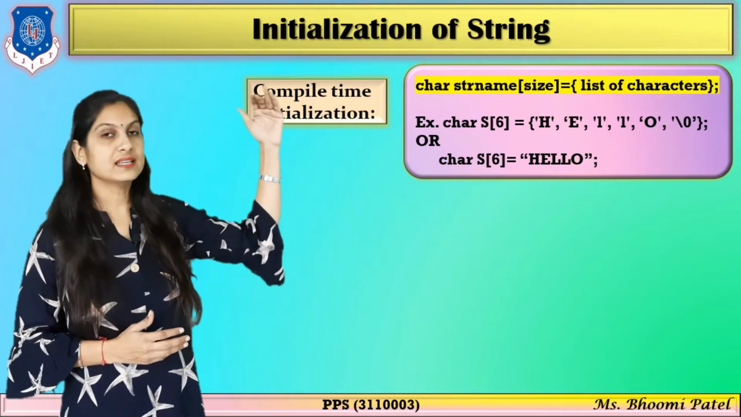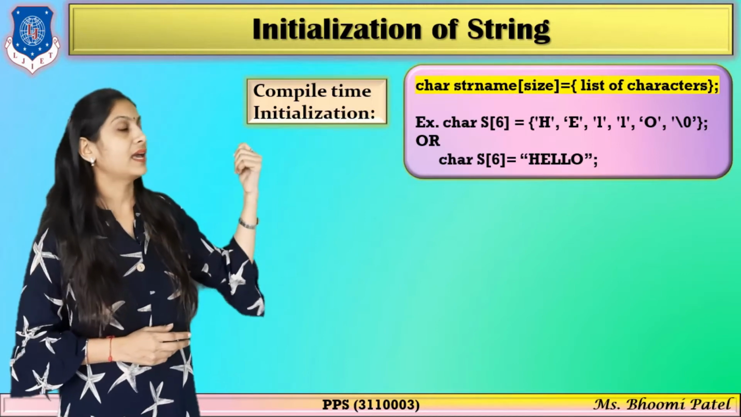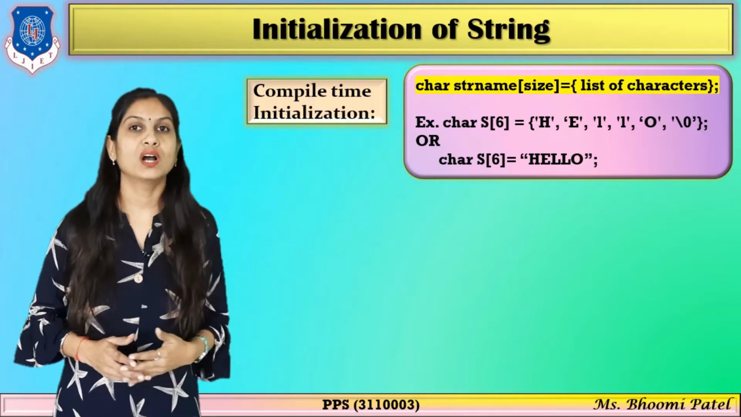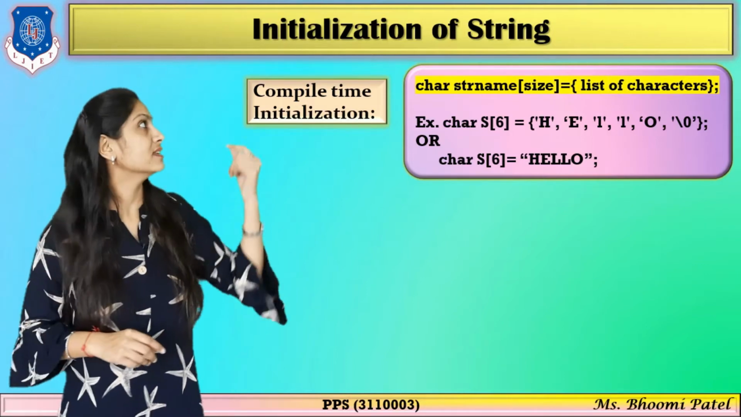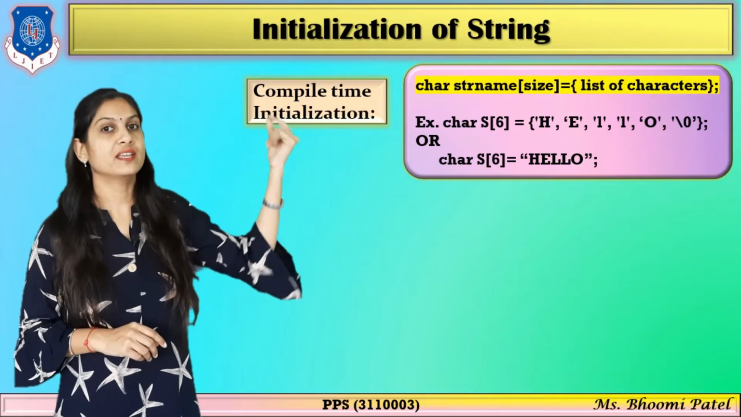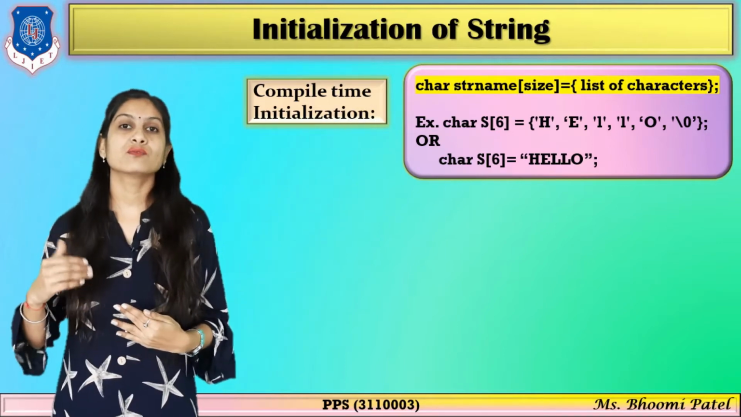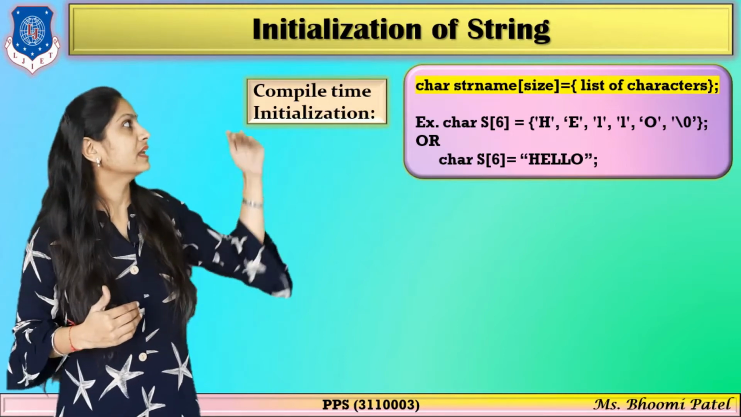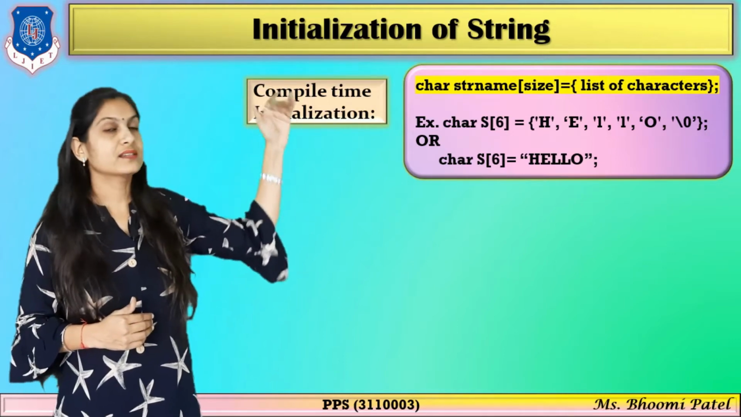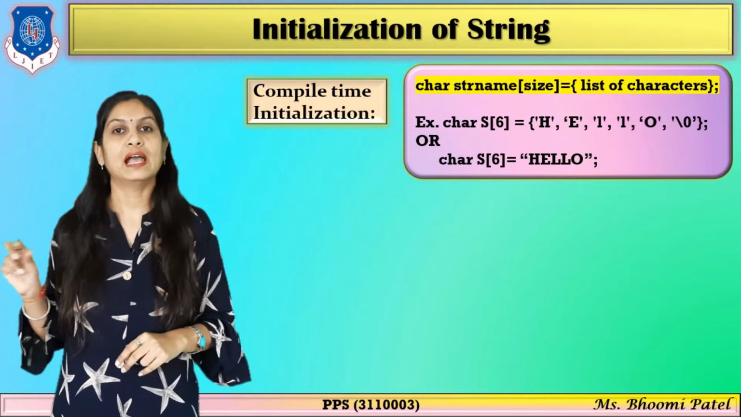Using this syntax, see an example: char S[6] equals, in curly brackets we write single characters, first capital H, then E, L, L, O and the last one is null. But this is a very tedious method, so we can directly use another method, that is char S[6] equals, in double inverted commas, put the word "hello".